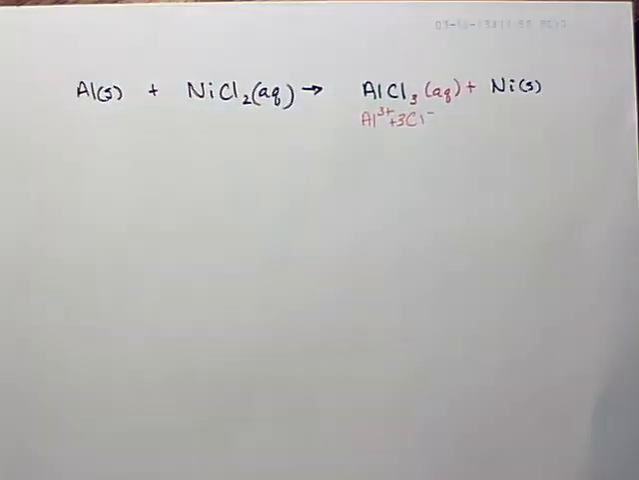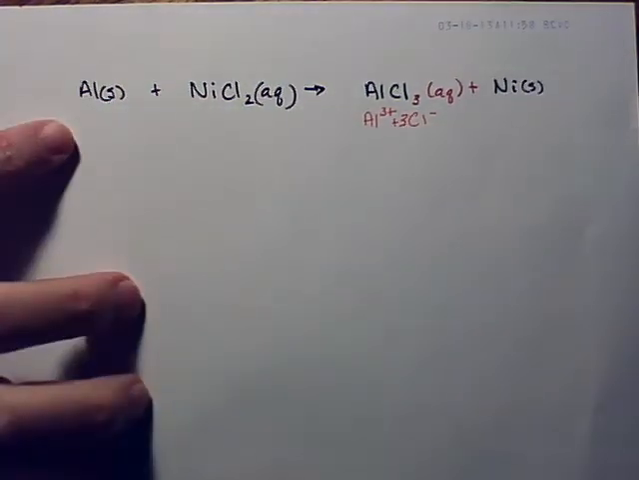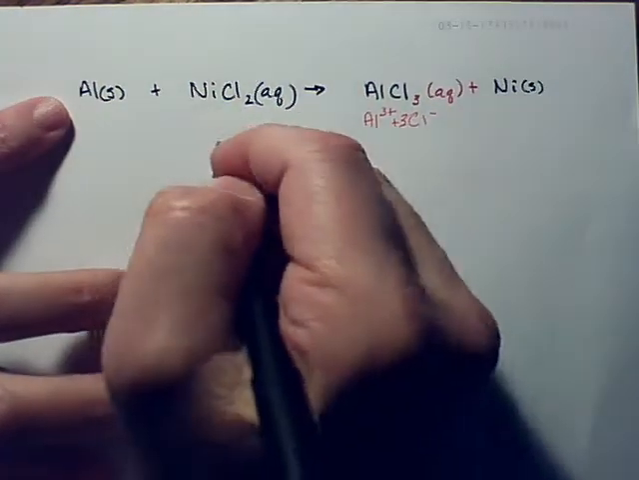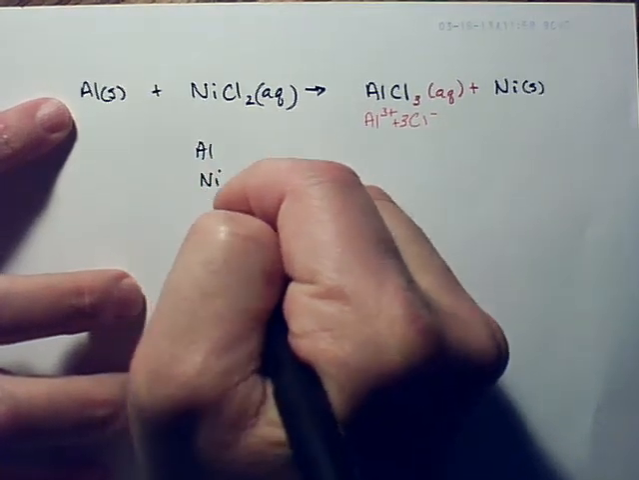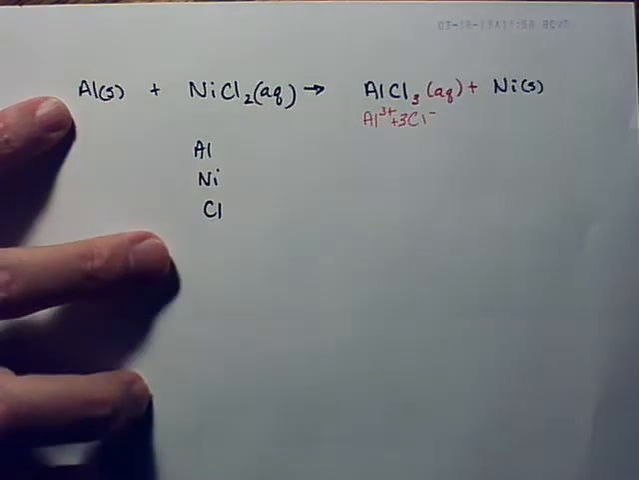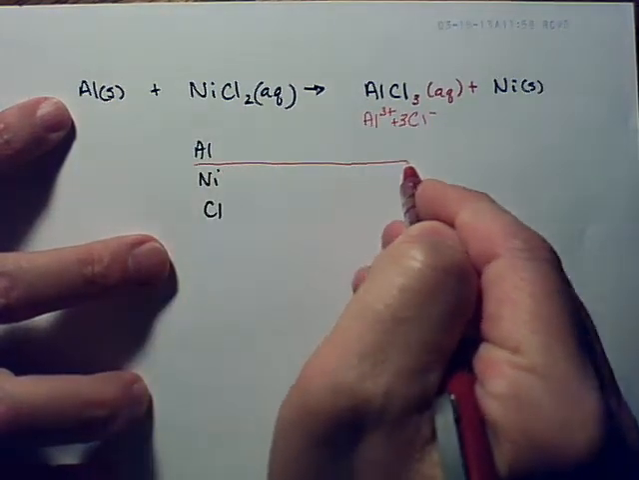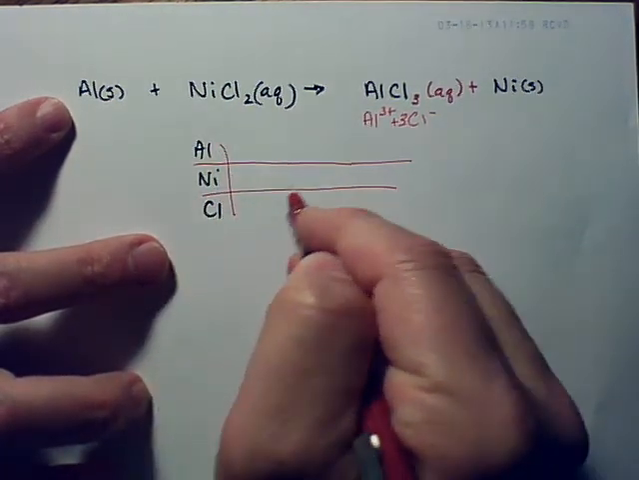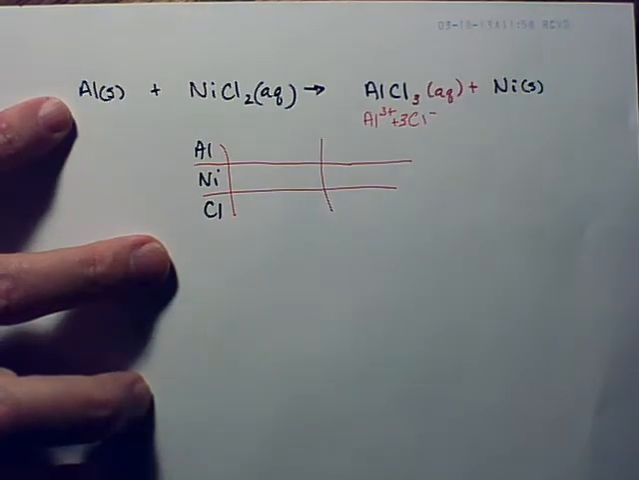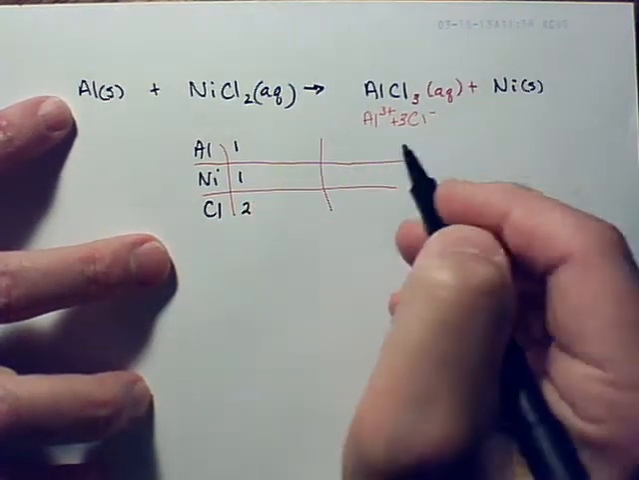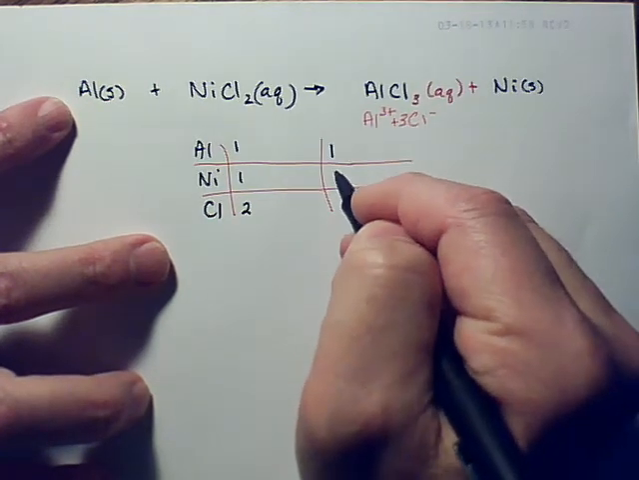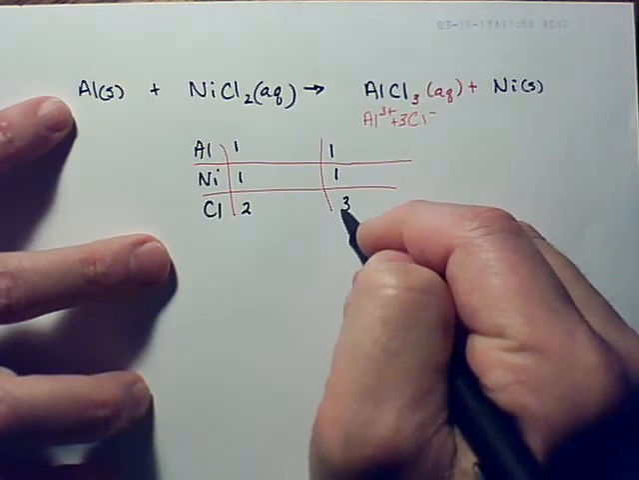All right. Now we need to balance the overall equation. So we're going to put our elements in a column here. We're going to make a grid. We use an atom inventory process in this class, and we're going to count all the elements. We've got 1 aluminum on the left, 1 nickel on the left, and 2 chlorines. On the right, we've got 1 aluminum, 1 nickel, and 3 chlorines.